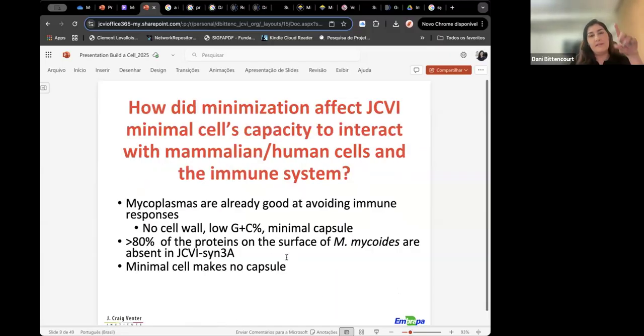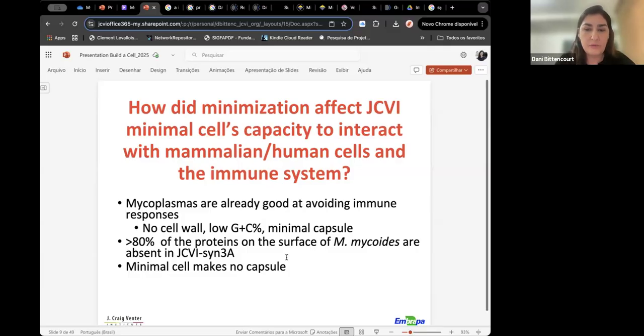But thinking about membranes, and also thinking about the way that the Syn3.0 looked morphologically and how it used to divide, it seems that the minimization process also affected the membrane and its composition. And then a question came up: how did the minimization affect the JCVI minimal cells' capacity to interact with mammalian or even human cells, and the immune system? Because I'm not sure if I mentioned, but Mycoplasma mycoides is actually a pathogenic cell. It causes disease in goats.